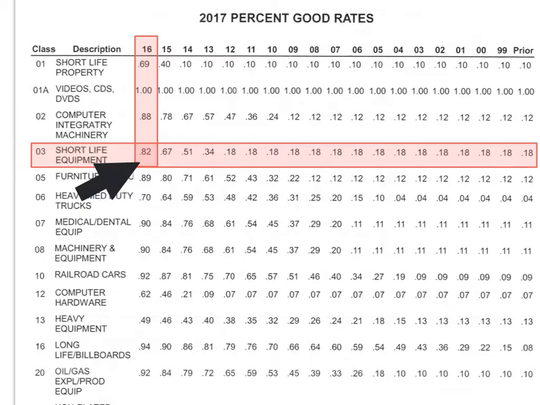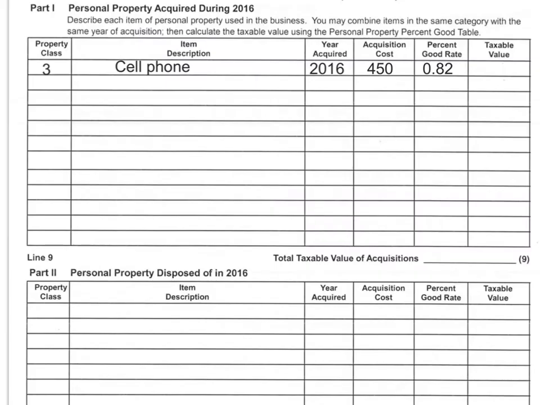Next, we'll go to our percent good rate. Short life equipment, which is where cell phones are located, is Class 3, and we'll also find 2016 because that's the year of acquisition. The point where those two intersect is our percent good rate for this filing period: 0.82 or 82%. We will move 0.82 over to our Schedule B under percent good rate. $450 times 82% equals a taxable value of $369.